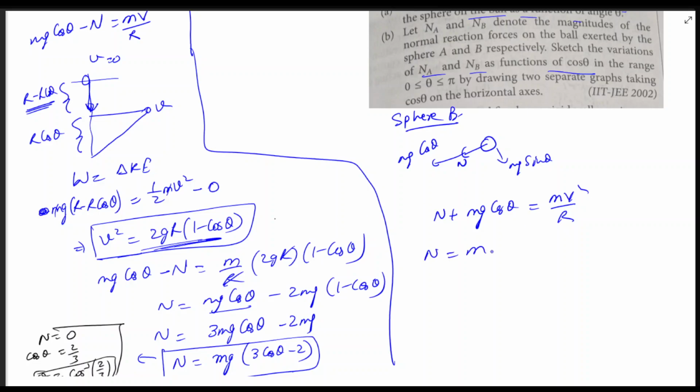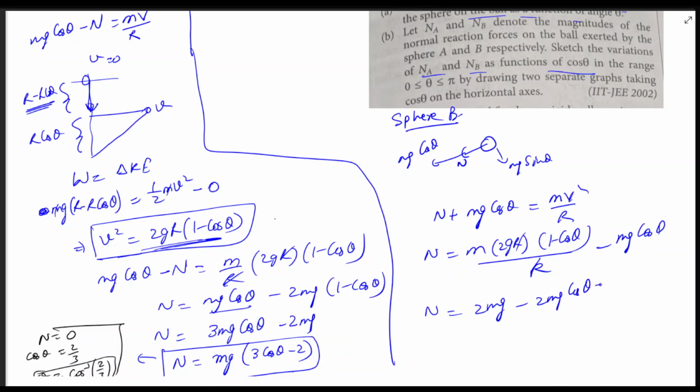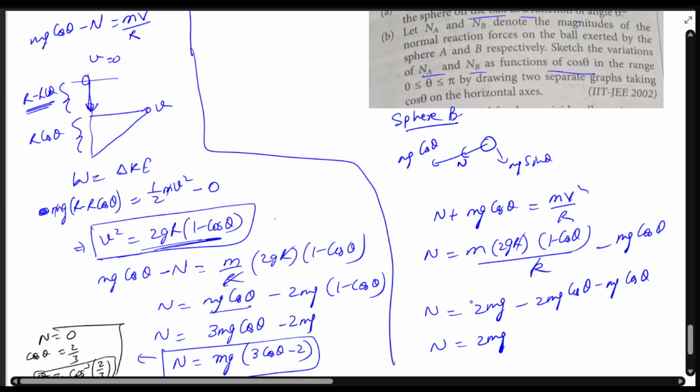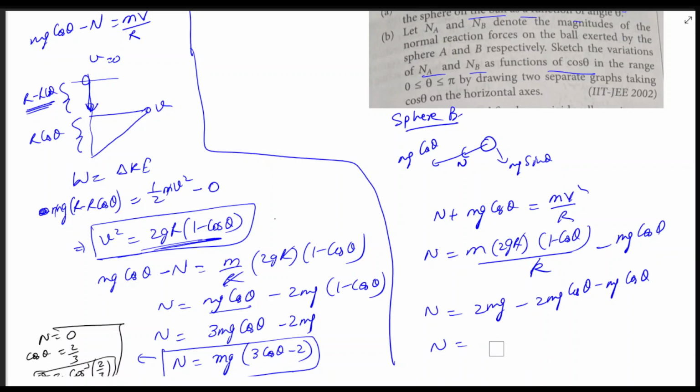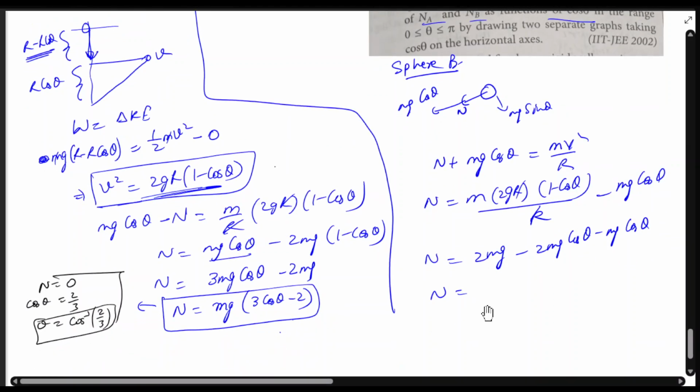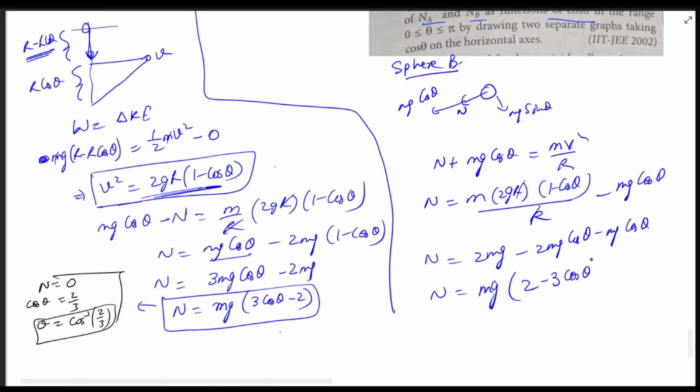So we'll put it here, m times 2gr(1 minus cos theta) divided by r, minus mg cos theta. So r will get cancelled. So we will have 2mg minus 2mg cos theta minus mg cos theta. So just we can take mg common, right? So we'll have mg(2 minus 3 cos theta).